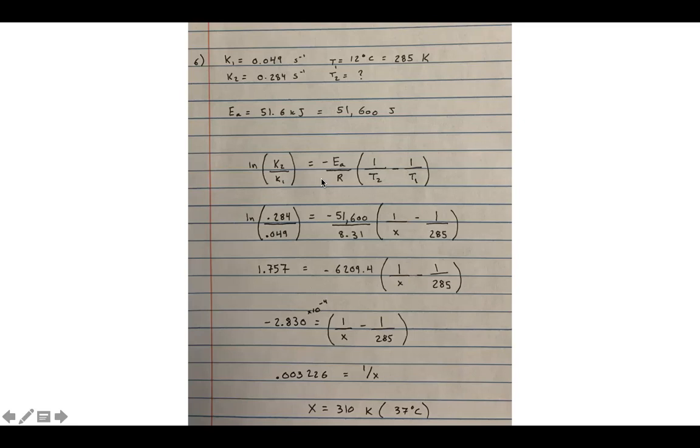And so what I do is I just plug in all my information. The natural log of K2, which I'm going to use as this 0.284 number, divided by K1, 0.049, is equal to my activation energy, and it's in terms of joules, so 51,600. The reason I converted this to joules is that my R constant here, 8.31, is in terms of joules.